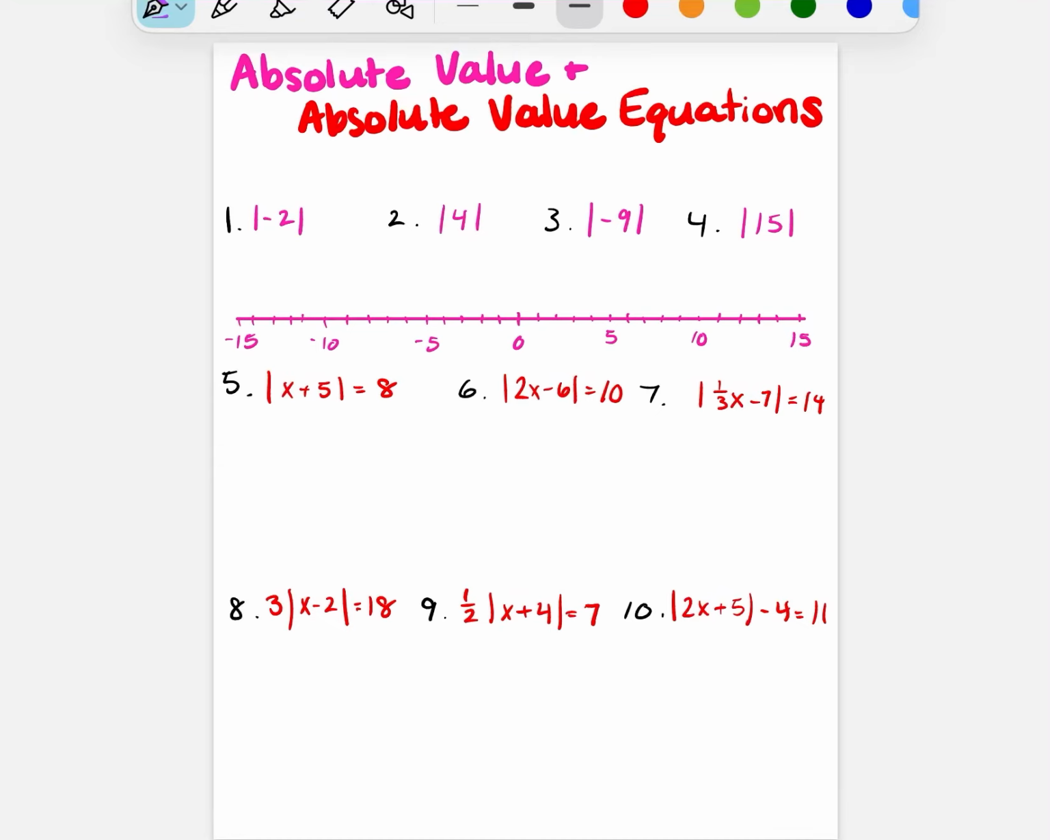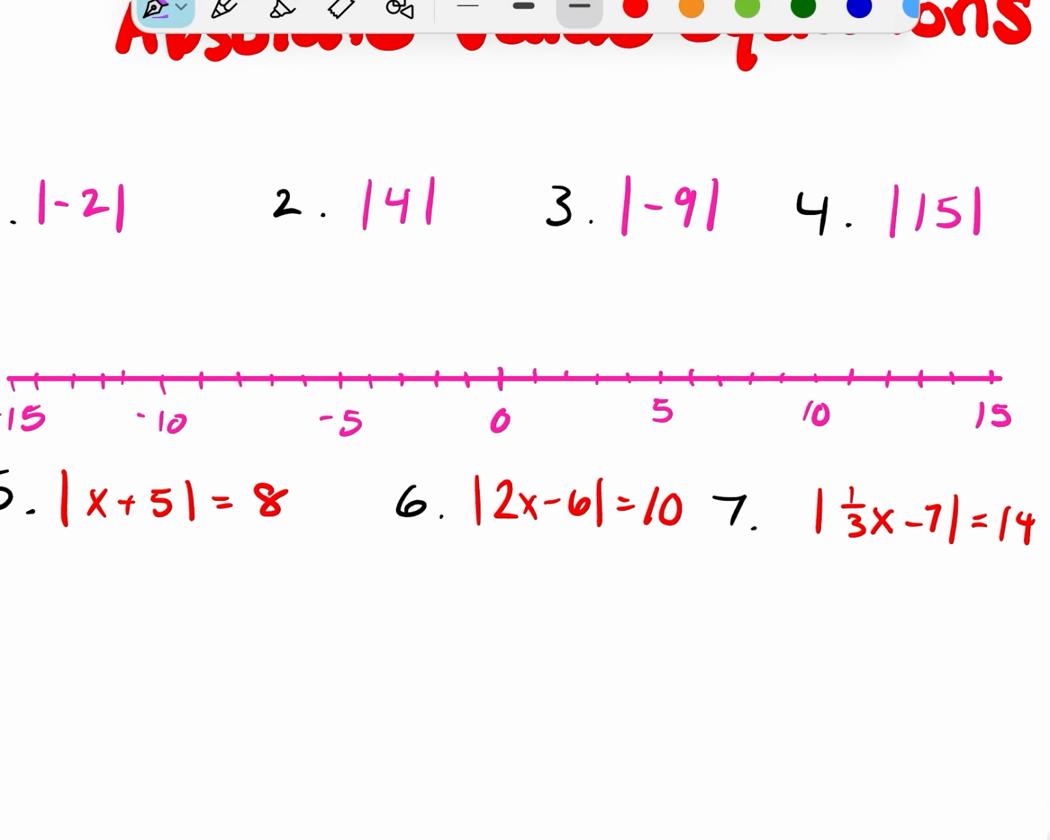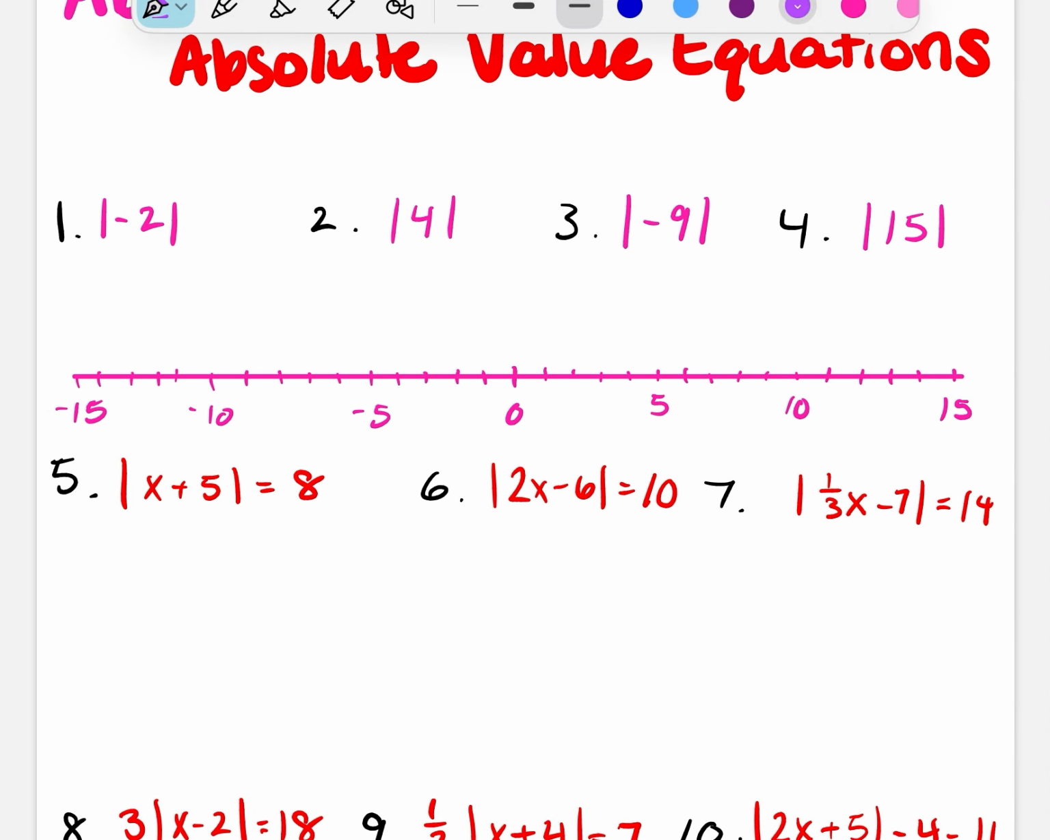Hi everyone, in this video I'm going to talk about absolute value and absolute value equations. So for number 1 here we have the absolute value, so those vertical line bars mean absolute value, around the -2. What that's asking is how far is -2 from 0? So if I zoom in on our number line here, -2 is to the left of 0, -1, -2. That's 2 units away from 0, so the absolute value of -2 is equal to 2.